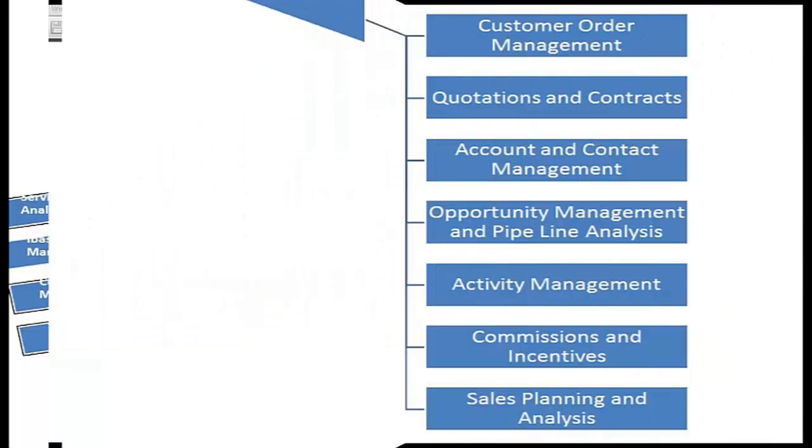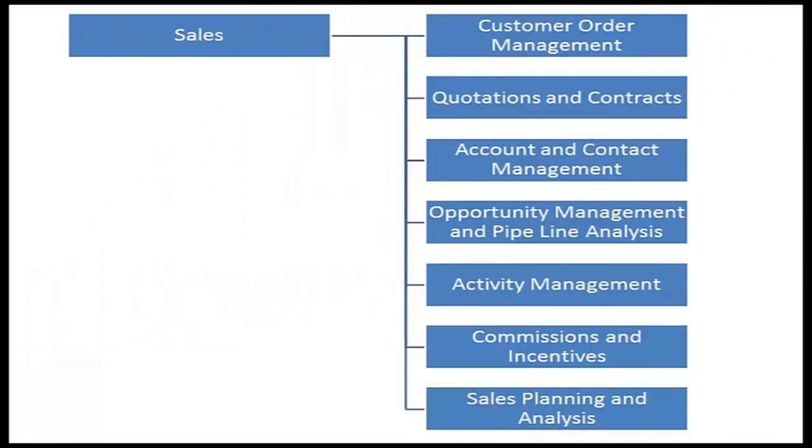Talking about the key features or key processes available in sales, we have customer order management, quotations and contracts, account and contact management, opportunity management, pipeline analysis, activity management, commissions and incentives, sales planning and analytics. So these are the key features provided as a part of sales.